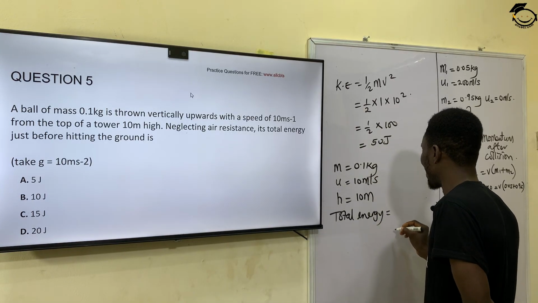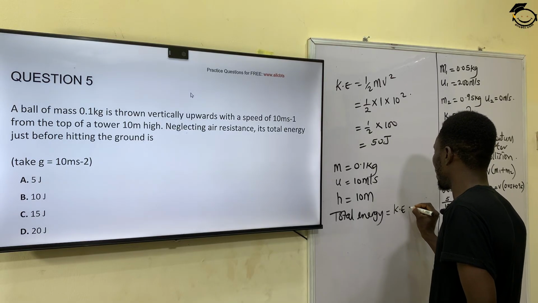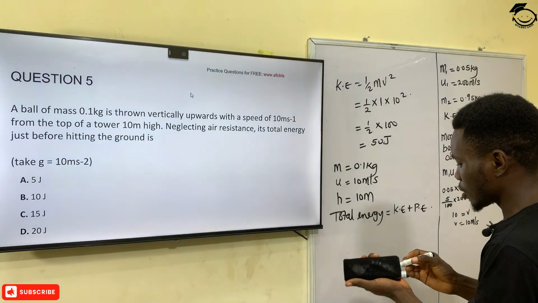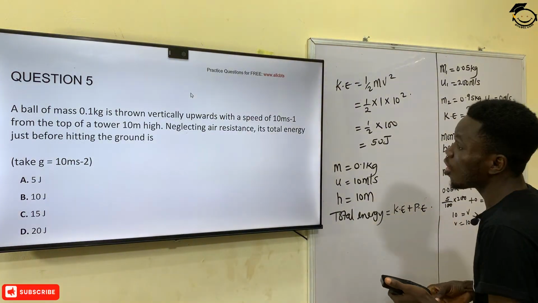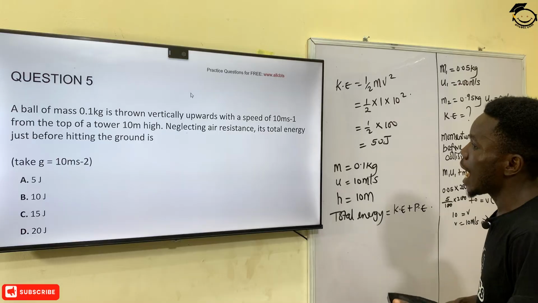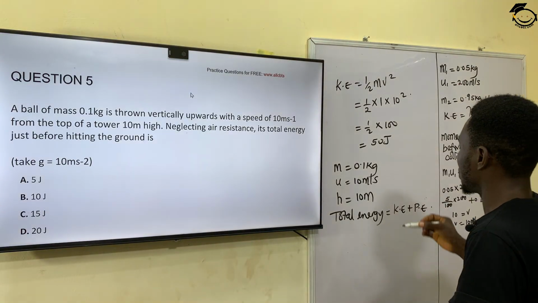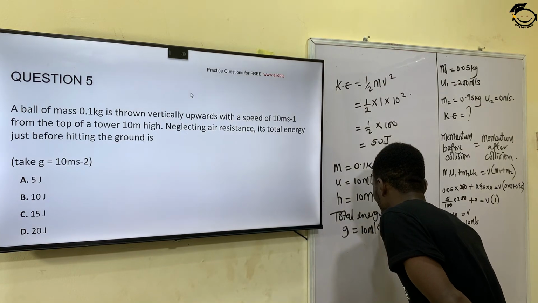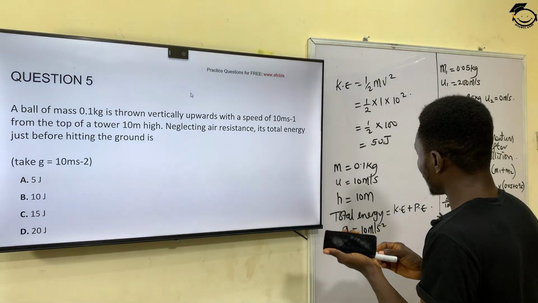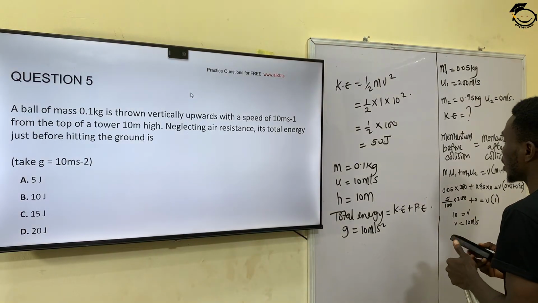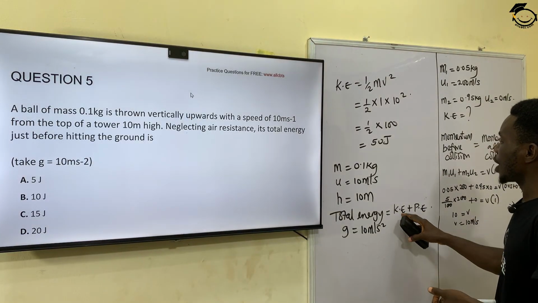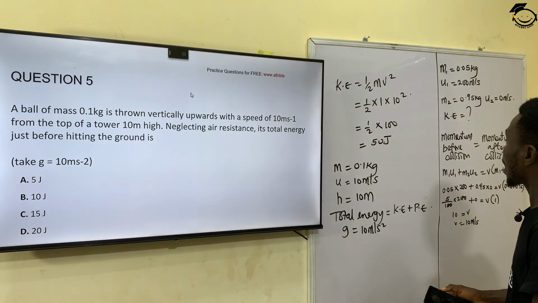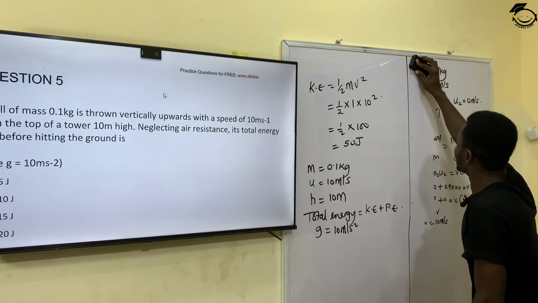My total energy is supposed to give me my KE plus my PE. So the total energy here is the summation of my kinetic energy and my potential energy. And in the question, they gave us our g as 10 meters per second squared. So the first thing we're supposed to do is to find the KE, and then we also find the PE, and then sum everything together to get our total energy.